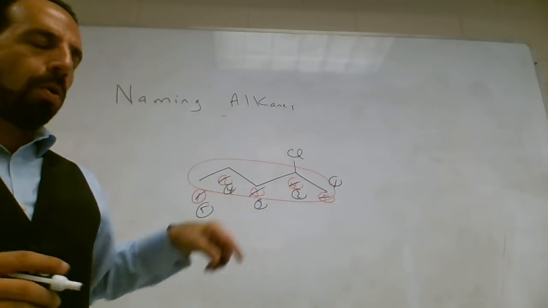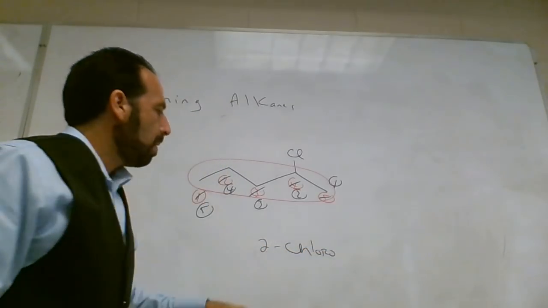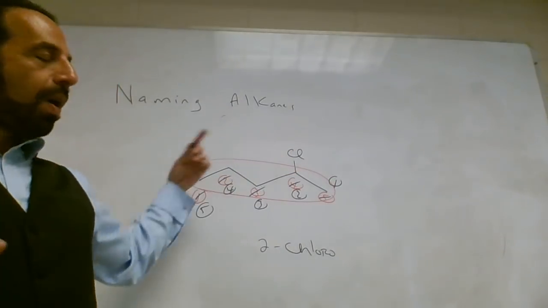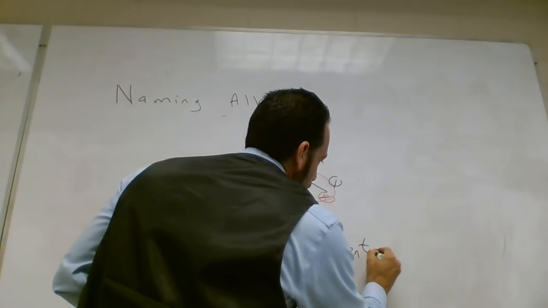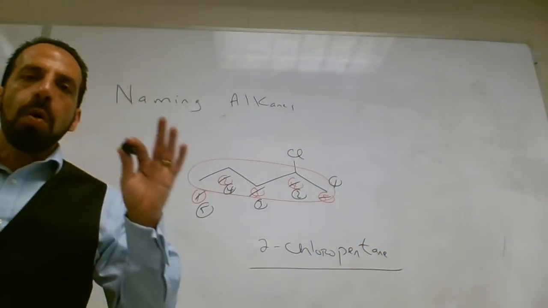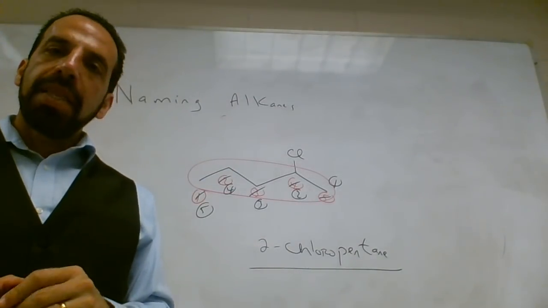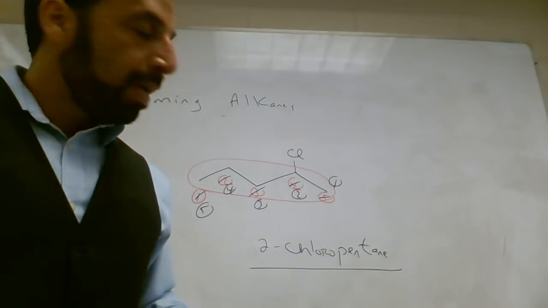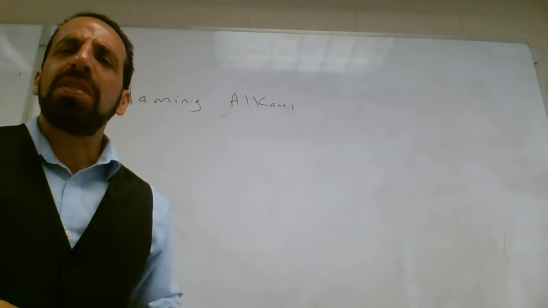So my substituent is on carbon number 2. So I was going to say 2-chloro. That's where the substituent chloro is. It's on carbon number 2. I still have 5 in the chain, so it's just pent in there. So 2-chloropentane. So when you're doing this, find the one that has the lowest number, and you got to start numbering from that side. Let's go ahead and change this up even a bit more. Let's put a couple of substituents on there.